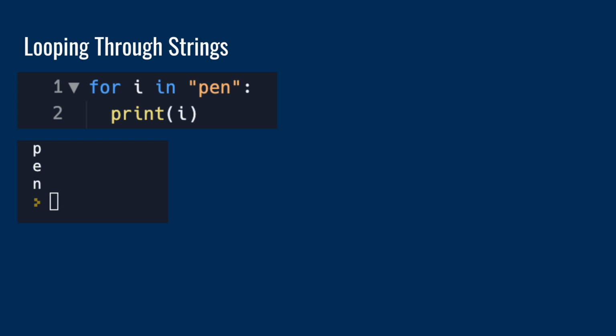So this is an example of looping through strings with for loops. Each string is iterable, which means each letter in the string can be viewed as a different object. So if we use a for loop, for I in pen, each letter will be assigned to I for each run in the loop, and it will print.